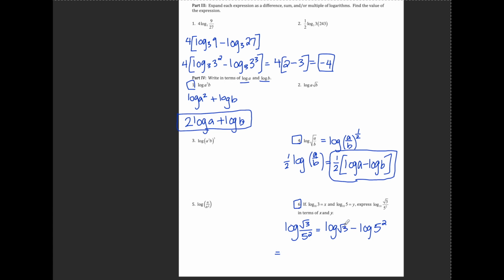From there, I know that rad 3 is the same thing as 3 to the half, so that exponent can come in front. So I have 1/2 log 3 minus, this exponent can also come in front as multiplication, so minus 2 log 5. Now I'm in terms of log 3 and log 5. I know that log of 3 is x, so I have 1/2 x. And I know that log of 5 is y. So 1/2 x minus 2y. There we go. There's my expression in terms of x and y.